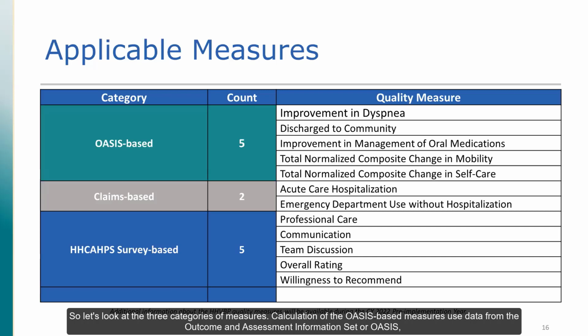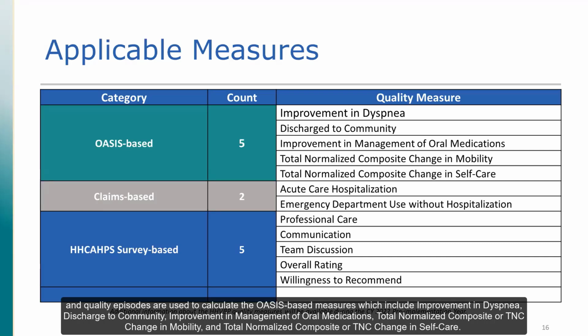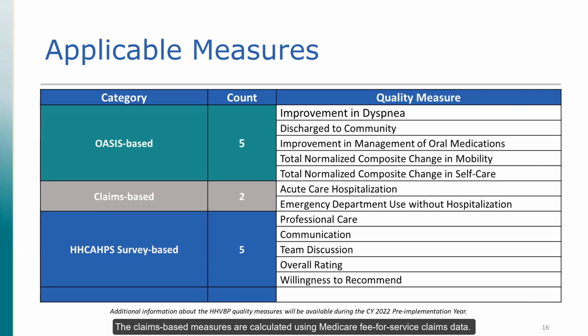Calculation of the OASIS-based measures uses data from the Outcome and Assessment Information Set, or OASIS. Quality episodes are used to calculate the OASIS-based measures, which include improvement in dyspnea, discharge to community, improvement in management of oral medications, total normalized composite, or TNC, change in mobility, and total normalized composite, or TNC, change in self-care. The claims-based measures are calculated using Medicare fee-for-service claims data.